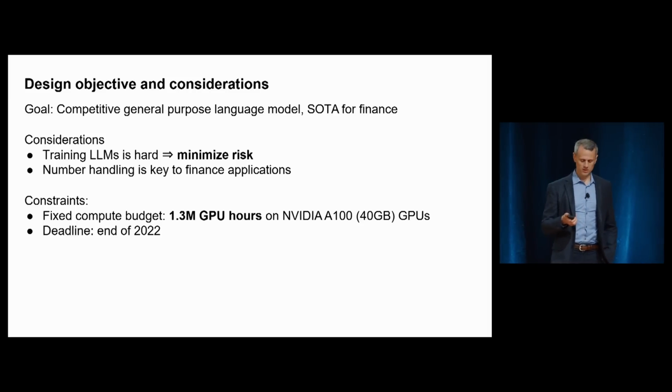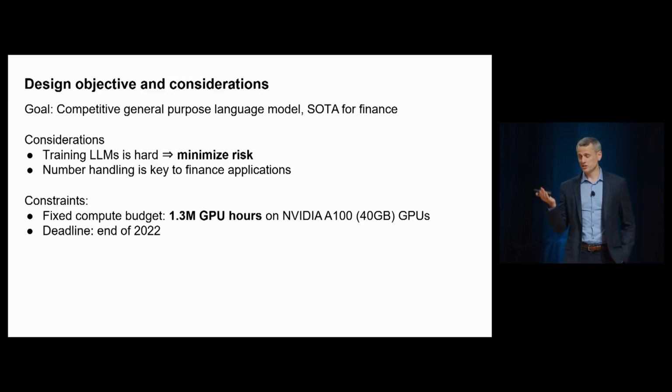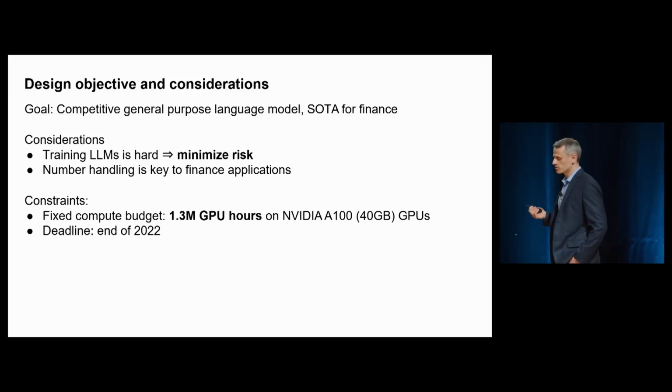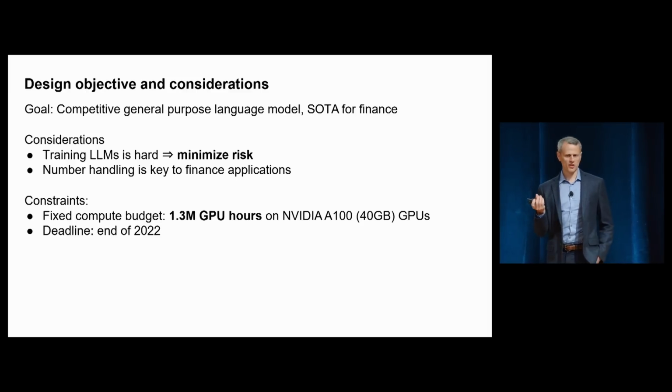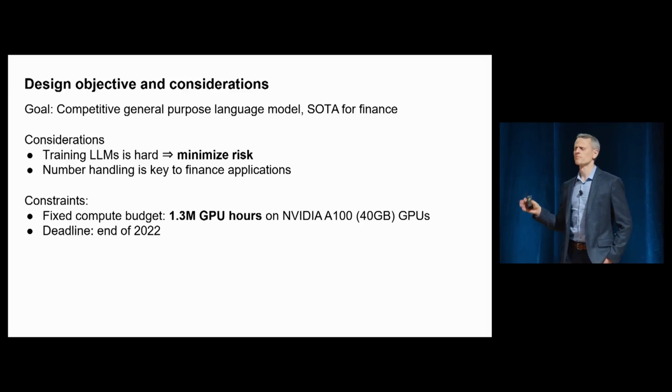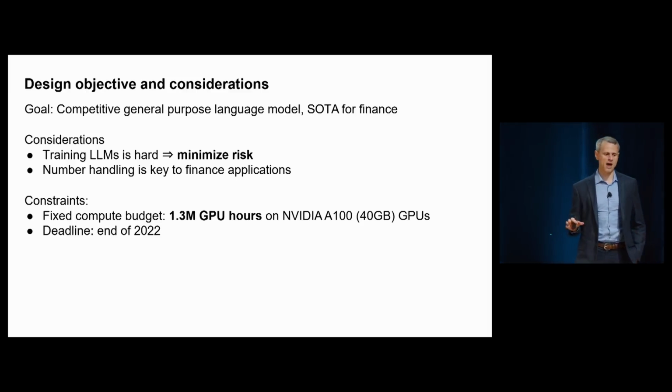Another consideration is that we wanted to apply this to finance. And we believe that to do well on finance tasks, you need to be able to handle numbers well. Makes sense. We have some concern about the tokenizer I showed earlier and the way it works with numbers. It breaks them up into these arbitrary chunks. And I'll show you that we took a slightly different path.